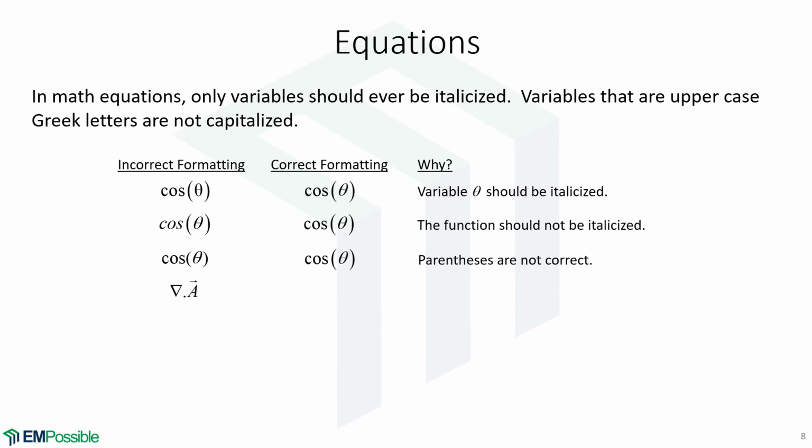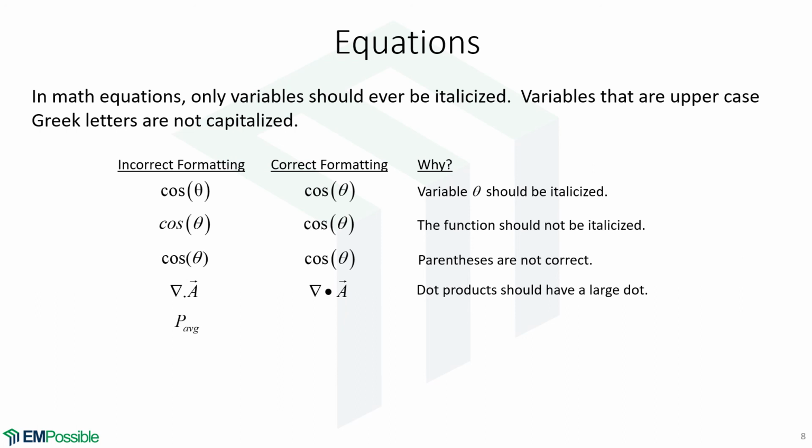Okay, so now we're doing vector calculus. Del dot A, divergence. Is this correct formatting? It is not. That dot is not correct. And I've actually seen this in some textbooks, and it's lazy. That's not correct. It's a big dot for a dot product, not just a little period.